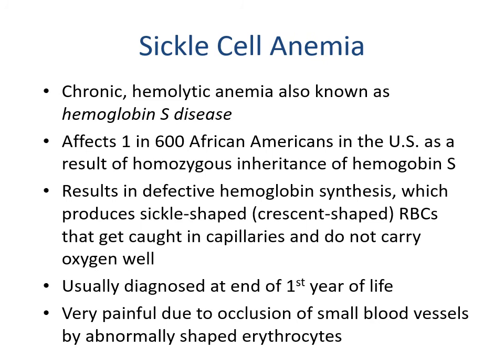Looking at sickle cell anemia. So this is a chronic hemolytic anemia, also known as hemoglobin S disease. And this affects 1 in 600 African Americans in the US as a result of homozygous inheritance of the hemoglobin S variant. And so this results in defective hemoglobin synthesis, which is producing sickle-shaped or crescent-shaped red blood cells. And these can get caught in capillaries, in addition to not carrying oxygen as well. Now, this is usually diagnosed at the end of the first year of life, and it's very painful due to the occlusion of small blood vessels by these abnormally shaped erythrocytes.